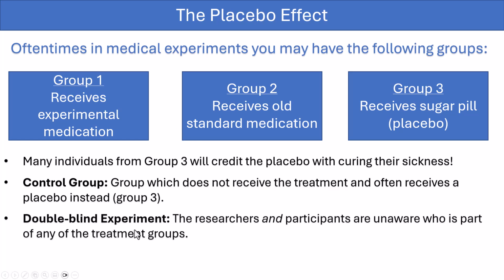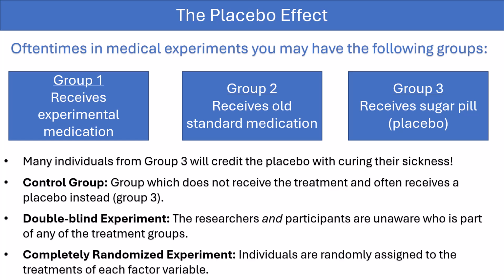Typically, you're going to want to have this be a double-blind experiment, like I've already mentioned here, and that means that the researchers and the participants are unaware who's in any of these treatment groups. And that's just a way to eliminate the bias. And finally, ideally, we would have what is called a completely randomized experiment, which just means that individuals are randomly assigned to these 3 groups. They're not self-selecting into one of these groups. They've been randomly assigned to one of these 3.